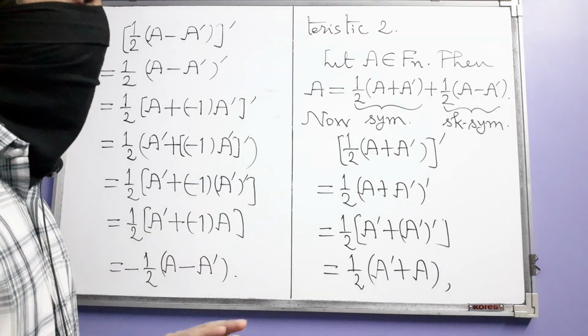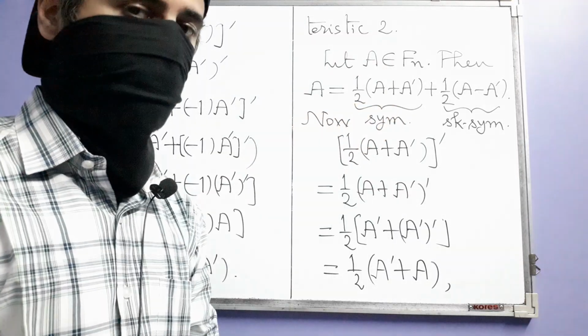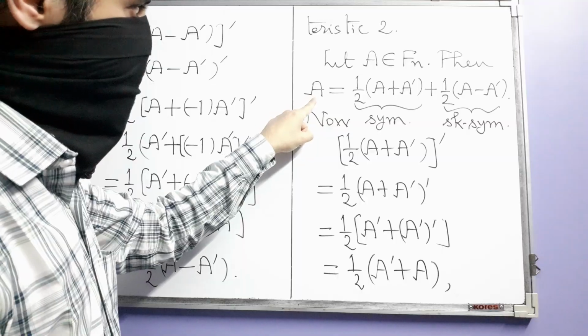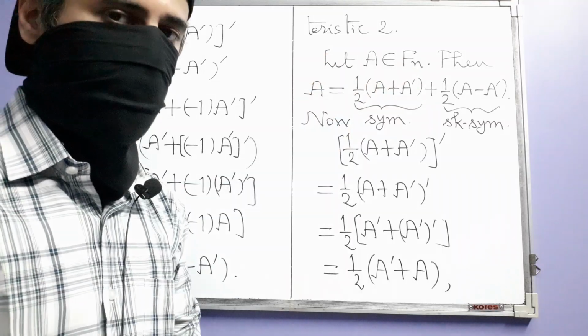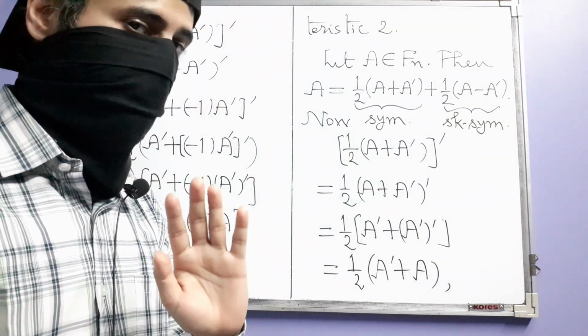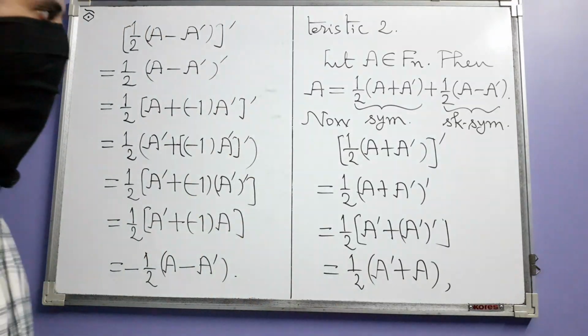Now, next comes the question, is this expression unique? Yes, it is also unique. If you write A as a sum of a symmetric and a skew symmetric matrix, then it has to be only this. There is no other way. Let us see why.